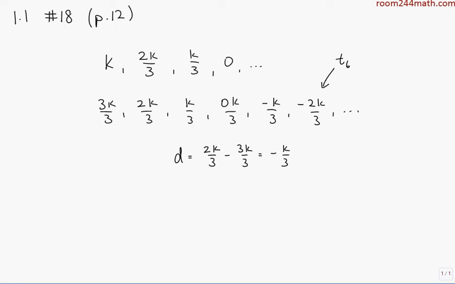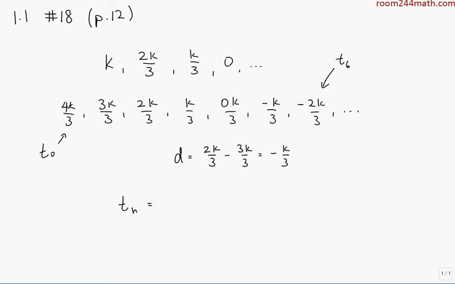All right, the next thing we need to figure out a general term is the zeroth term. Well, the zeroth term is the one that comes before the first term. So if you look at what's going on with the numerators there, 3, 2, 1, 0, negative 1, negative 2, obviously the zeroth term is 4. All right, so 4k over 3. So that's t0. All right, so we've got everything we need for tn.